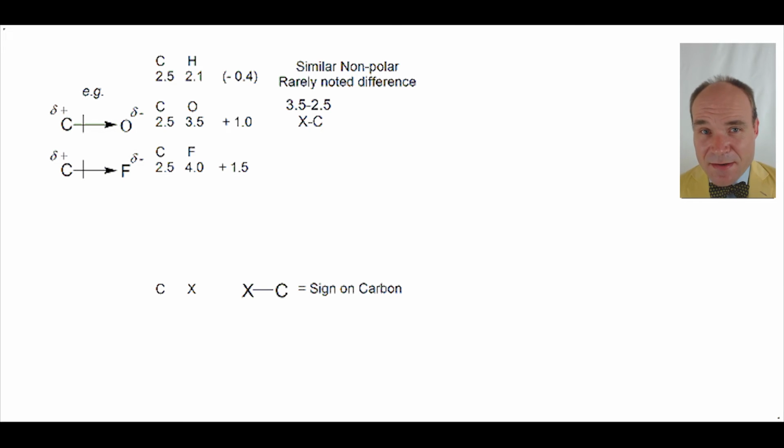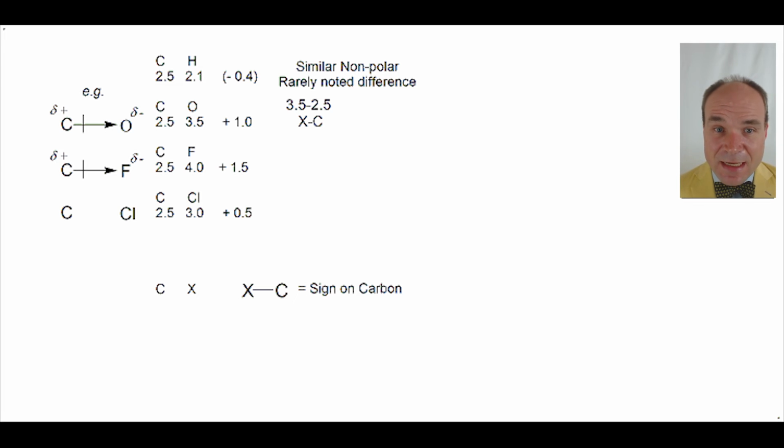Our next case continues along the halogen elements. So we're going to look at chlorine. Chlorine has a value of 3.0. So 3.0 minus 2.5 is going to tell us the sign on the carbon atom. And that sign is plus. So the carbon atom is delta plus. Secondly, it's 0.5 in terms of magnitude. So it's not a very polar covalent bond, especially when compared to fluorine or compared to oxygen.